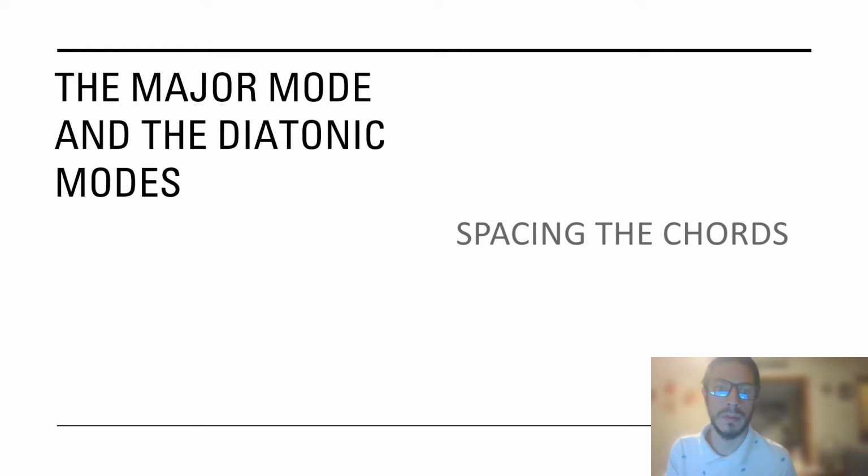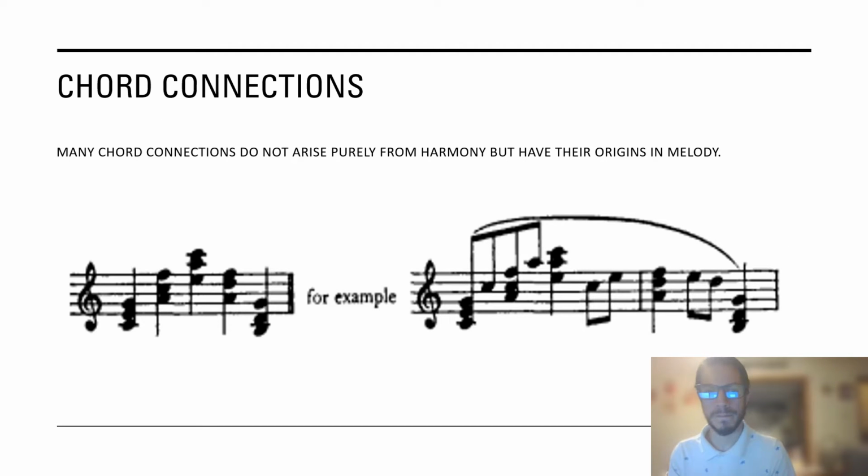I'm going to start with the major mode and the diatonic modes, specifically with a subject that is called spacing the chords. Okay, so let's start with chord connections. In this chapter, Arnold Schoenberg talks about how to connect chords in a proper way and explains that many chord connections do not arise purely from harmony, but have their origins in melody.